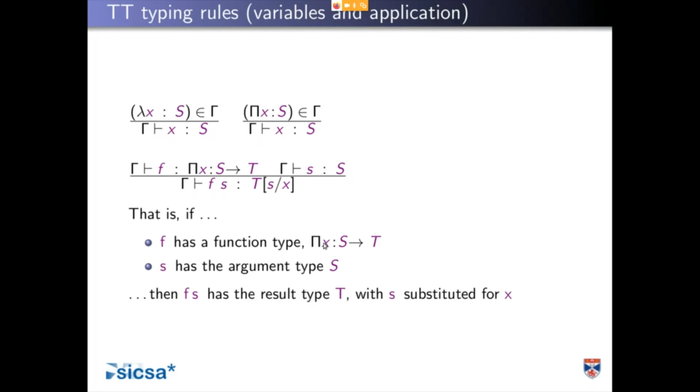So if F has a function type pi x in S, T, where I'm just writing the binders in the TT form here, and if little s has the argument type big S, then F applied to s has the result type T with s substituted in for X in T. When we type check it, we'll type check the F, we'll type check s, we'll check that these two things have convertible types, then we'll synthesize a type for the expression by taking the return type of F and feeding in the argument.